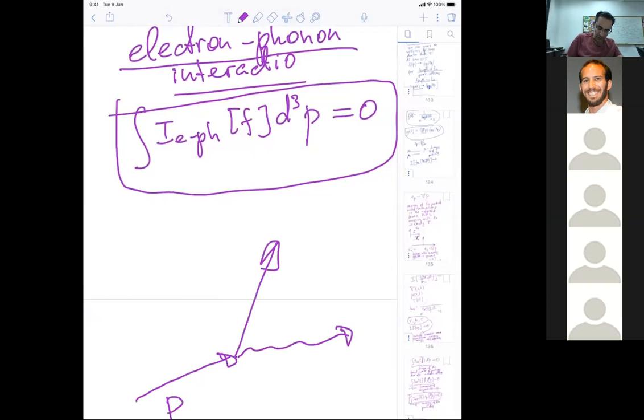So it was coming with the momentum P. It emits a phonon with the momentum Q. Now you have an electron with momentum P minus Q. Did you change the total number of electrons at this point? No. So it means that the number of electrons at this point is conserved. So this integral is 0.